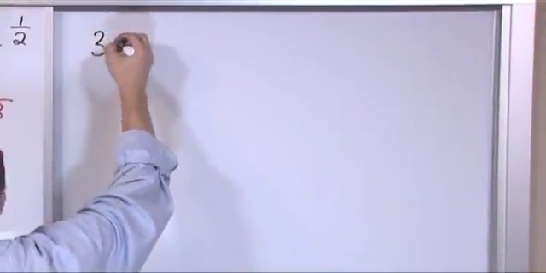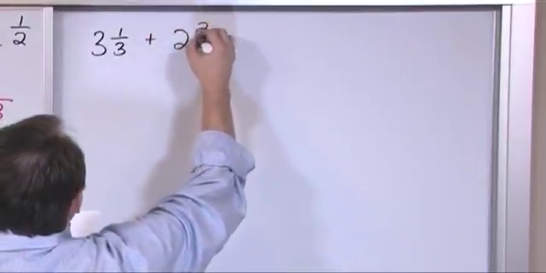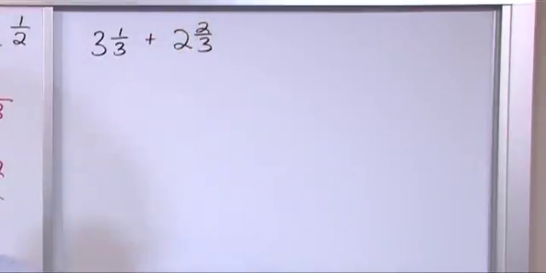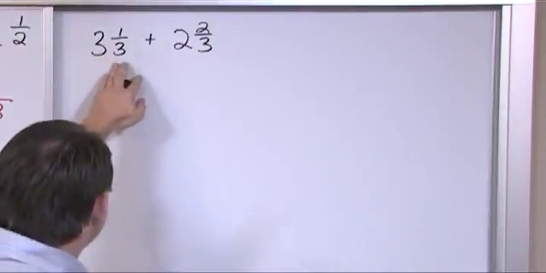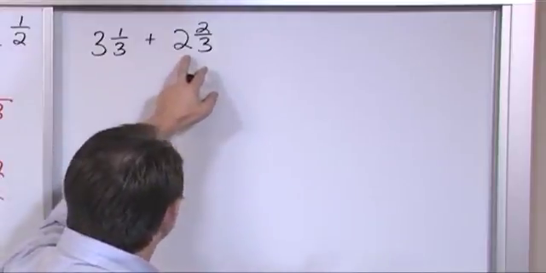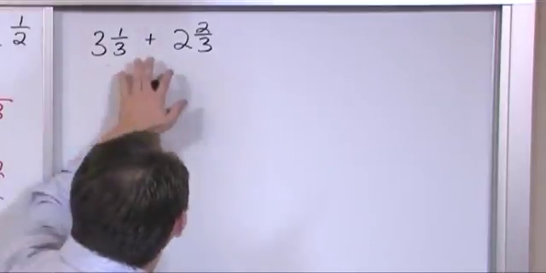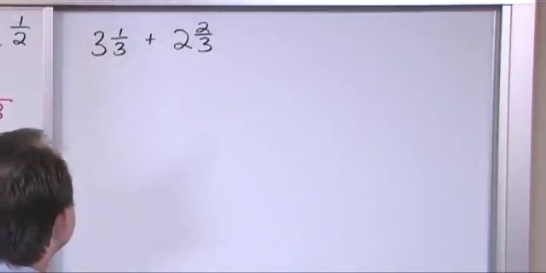What if I gave you 3 1/3 plus 2 2/3? Now, when you have mixed fractions added together here, don't forget what they are. This is 3 full pizzas plus another third of a pizza. This is adding together 2 more full pizzas plus 2/3 of another pizza. That's what this is telling us. There's actually a couple different ways you can go about doing this.